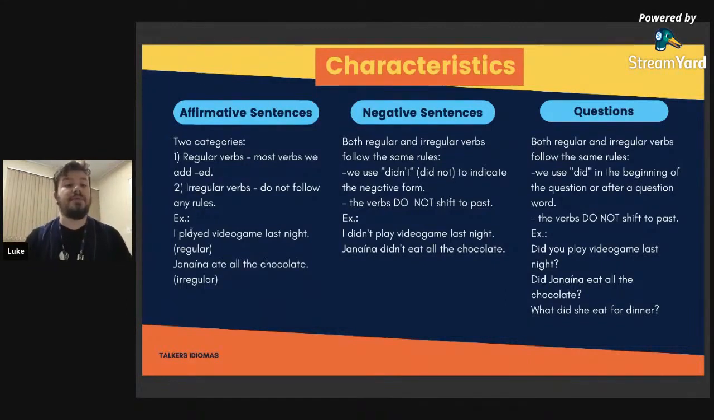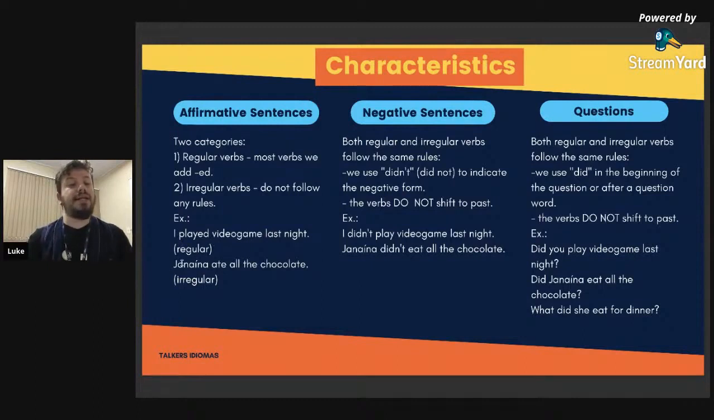So we have some examples here. The first example is for a regular verb, and the verb is play. As you can see here, we are following the rule that I said before. We just added ed. So we have here, I played video game last night. This is a regular verb, the verb is play.